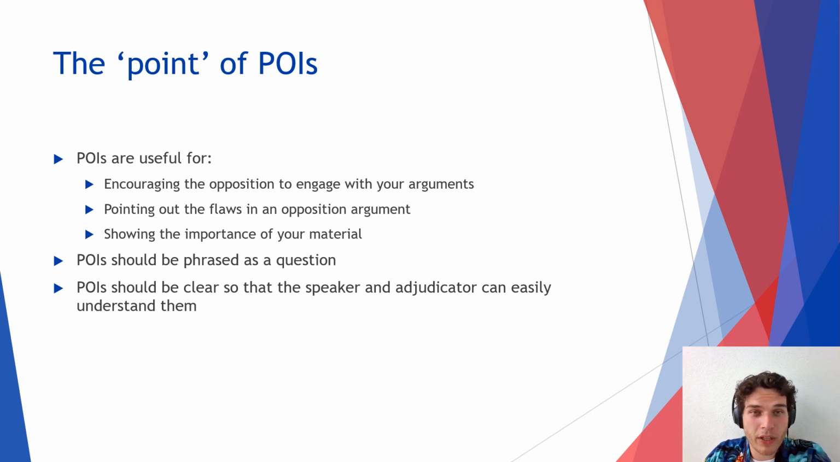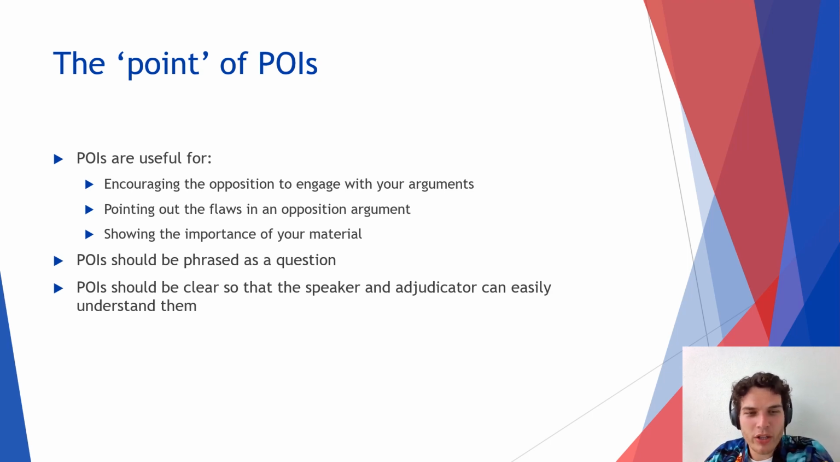POIs are quite useful. They're useful for encouraging the opposition to actually respond to your arguments. So you can use them to highlight the fact that the opposition hasn't actually engaged with what you've said, and you can try to make them do so. You can use POIs to point out flaws in the opposition arguments.